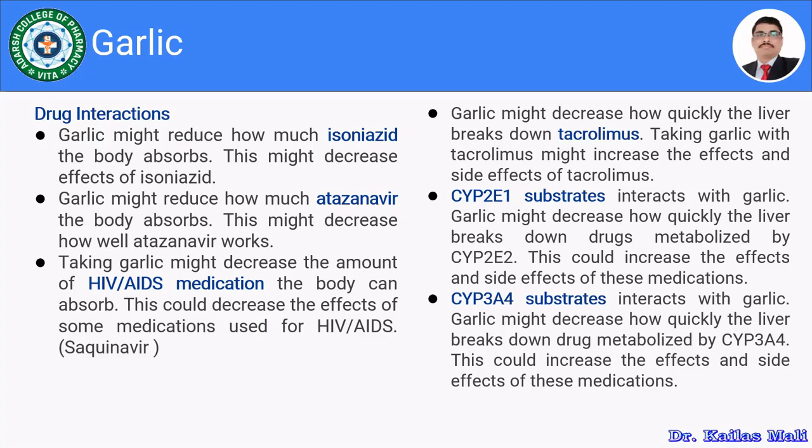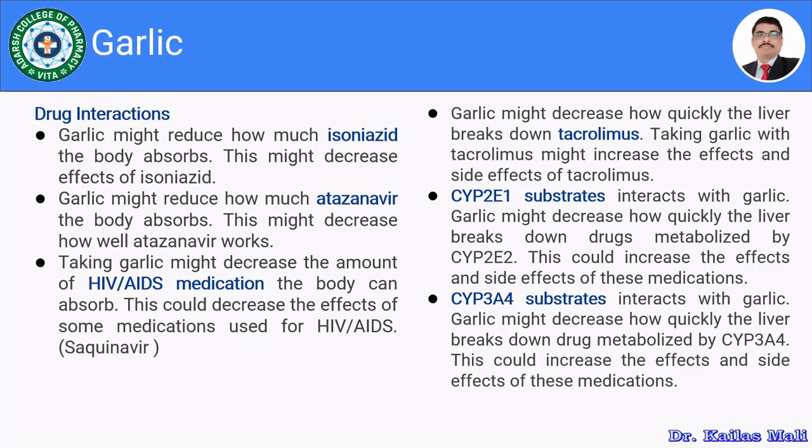The next drug interaction is that taking garlic might decrease the amount of HIV or AIDS medication the body can absorb. If you can see, there are so many drugs which are being used to manage HIV or AIDS, and the absorption of all these drugs is going to be affected by garlic. That is, absorption of these drugs is going to be reduced. So furthermore, the effects of the anti-HIV drugs are going to be reduced.